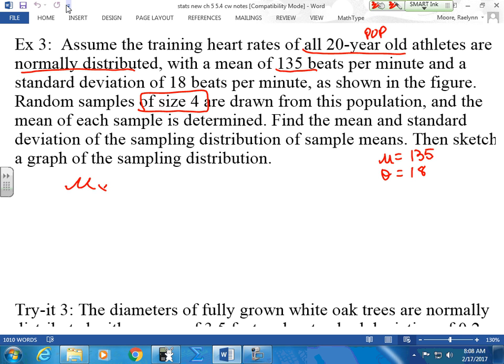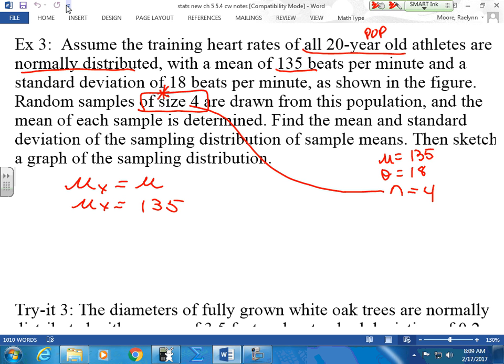The mean of your sample will be equal to the mean of your population. So what will the mean of your sample be? 135. Good. I pull off all my information, and I need to remember to do this. This is something we didn't have to do before. So when you see something that takes a sample size, always underneath your information write n equals. That tells me you have a sample.